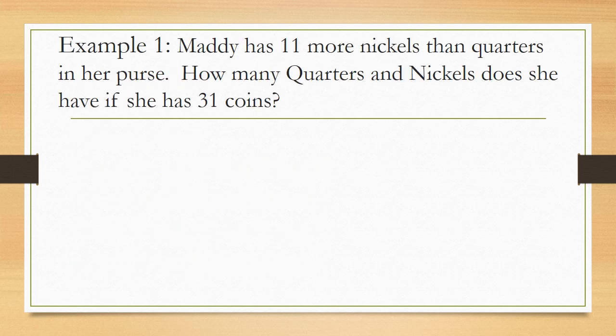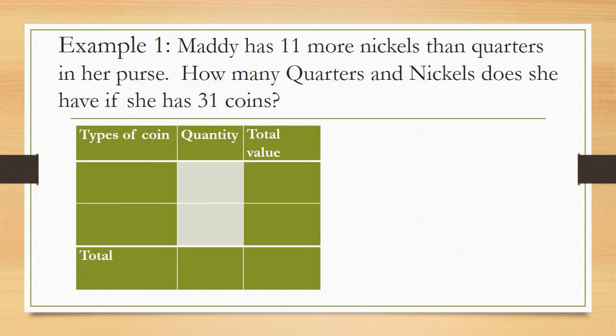Let's take a look at our first example. Maddie has 11 more nickels than quarters in her purse. How many quarters and nickels does she have if she has 31 coins? I would suggest that you use the following table to deal with coin problems, where you have the types of the coin, the quantity, and the total value as the columns of the table. And then the last row of the table mentions the totals.